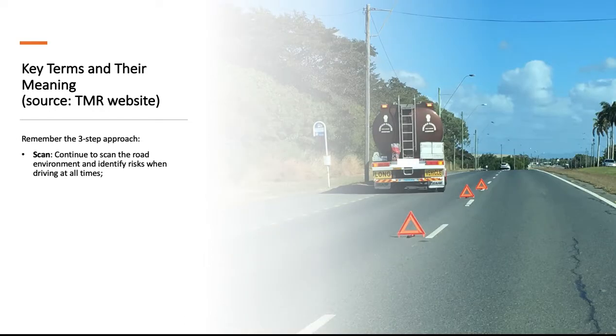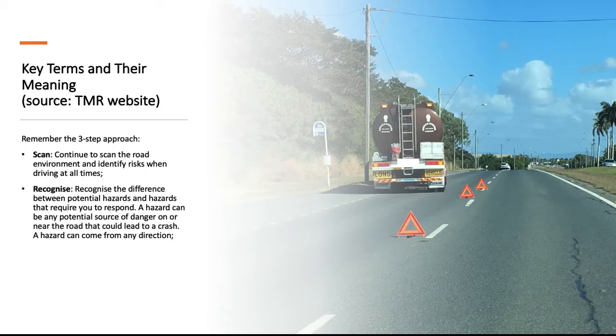Remember the three-step approach. Scan. Continue to scan the road environment and identify risks when driving at all times. Recognize. Recognize the difference between potential hazards and hazards that require you to respond. A hazard can be any potential source of danger on or near the road that could lead to a crash. A hazard could come from any direction. Respond. Learning to recognize a hazard early allows you to make a well-informed decision on the safest way to respond.